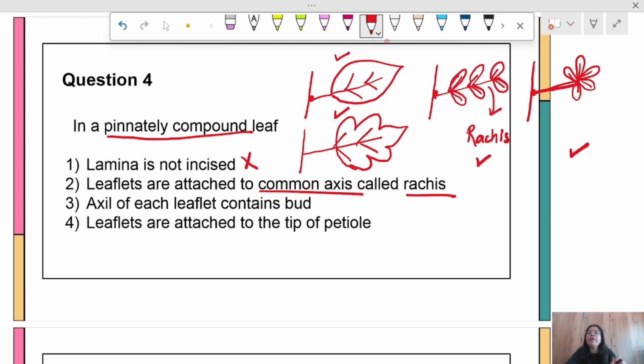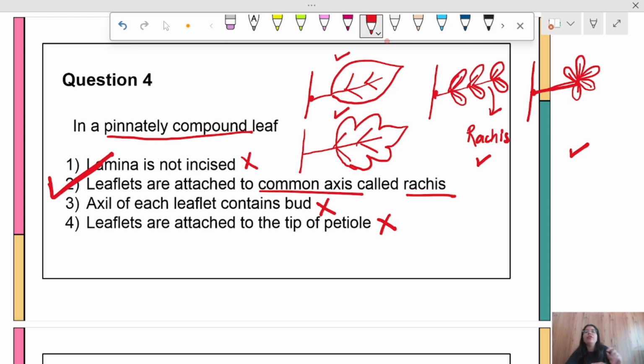Axil of each leaflet contains a bud. This is absolutely wrong. I told you there is never any kind of axillary bud at the base of leaflet. No, never. In any kind of leaf, any kind of compound leaf, you will never see any kind of axillary bud at the base of leaflet. You will only and only observe the presence of axillary bud at the leaf base. Leaflets are attached to the tip of petiole. No, this is absolutely wrong.